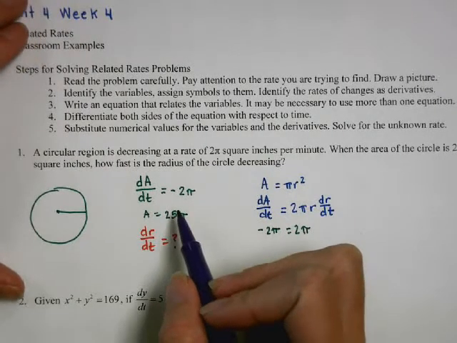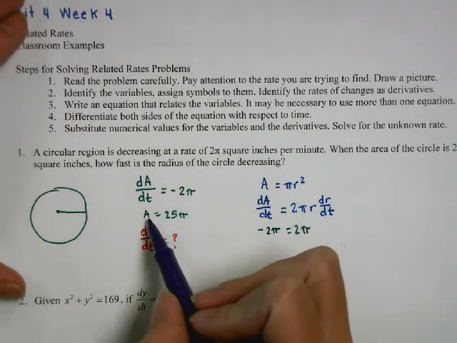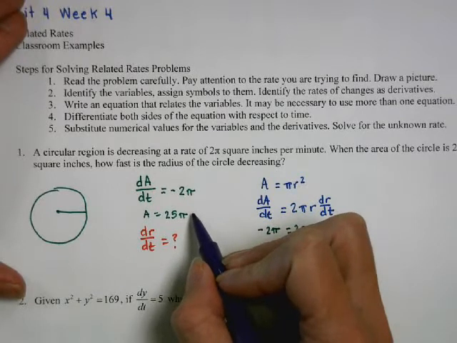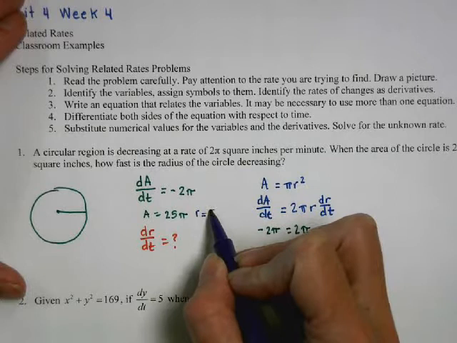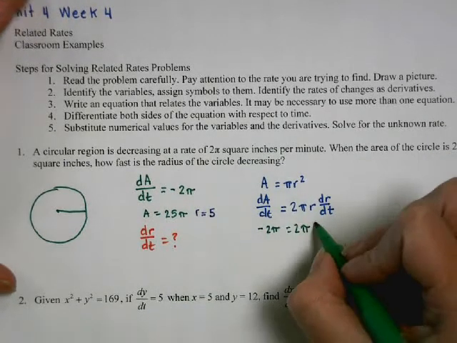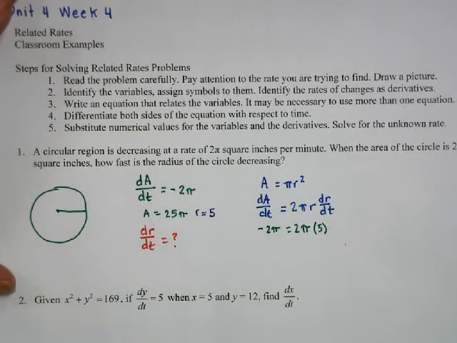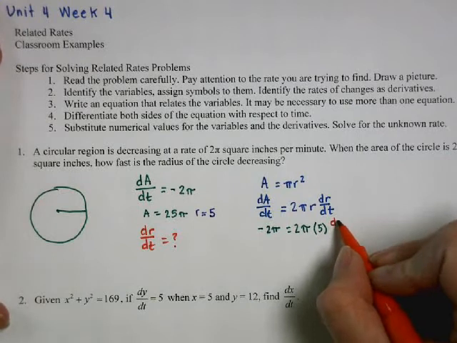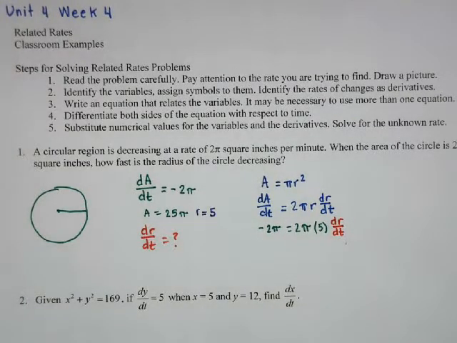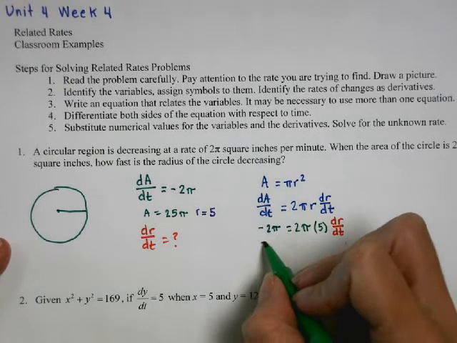So this is the information we have. We're looking for when the area is 25 pi, what's the change? If area is pi r squared, that means my r at this moment in time is going to be 5. So my r is 5, and what we're solving for is dr/dt. Everything should have a value filled in except for the one thing that you are solving for. Then we'll just do our algebra here.